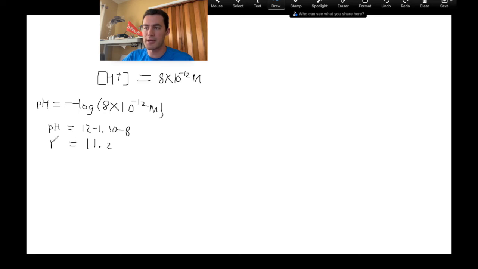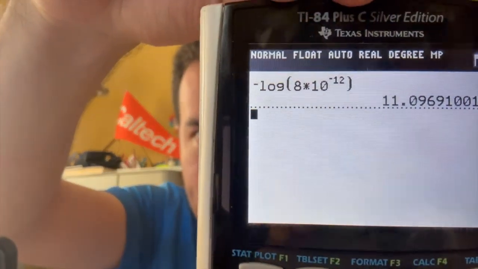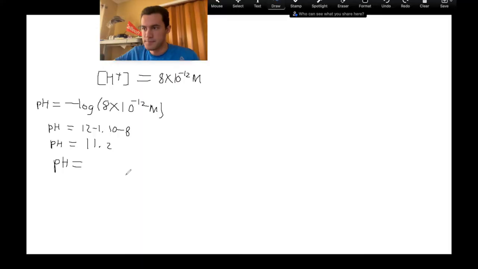However, I'll pull out my calculator for those of you who want more of an exact answer. So I'll write the final answer expressed, what I got in my calculator. So here, we're going to get negative log of 8 times 10 to the negative 12th. And I end up getting a pH of about 11.1, as you can see right there. 11.1. That's what it will roughly be.